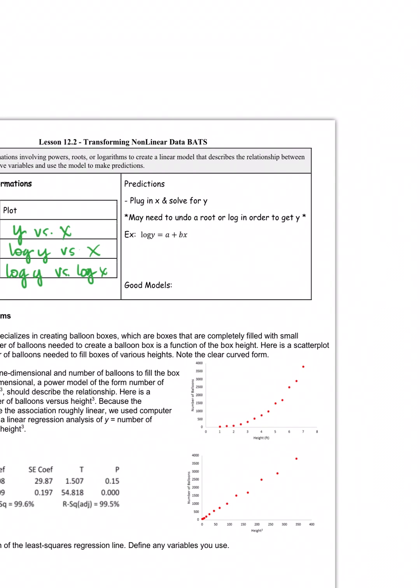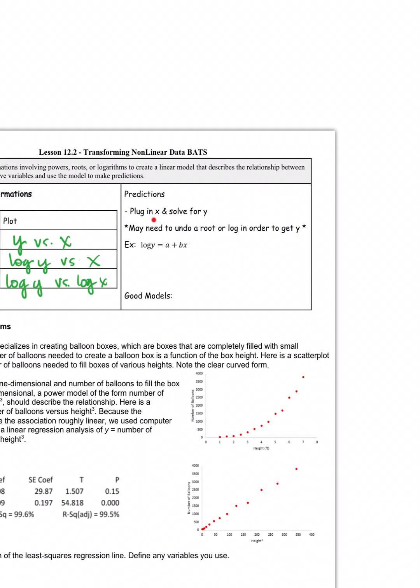So when you do a prediction, like always, you're going to plug in x and solve it for y. When you solve for y, you might need to undo a root. What does that mean? Well, if it's y squared, undoing a root is just a square root, right? Or if it was cubed, it's a cube root, or a fourth root, or a fifth root, right? Or a logarithm. Remember, log is base 10. ln has a base of e.